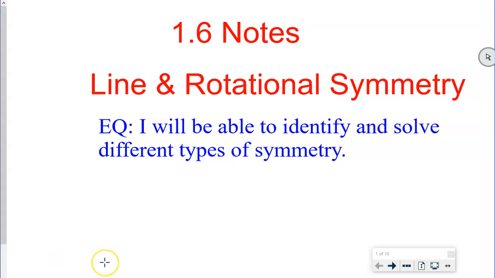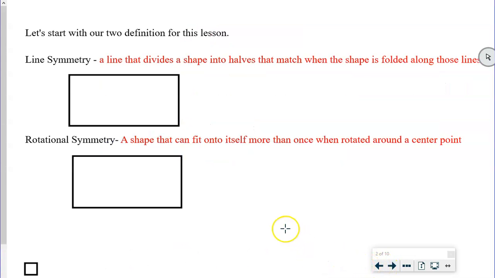So today's lesson is about line and rotational symmetry. After today, you should be able to identify and solve different types of symmetry. Let's start with our two definitions for this lesson. Line symmetry is a line that divides the shape into halves that match when the shape is folded along those lines. Okay, so let's talk about that.